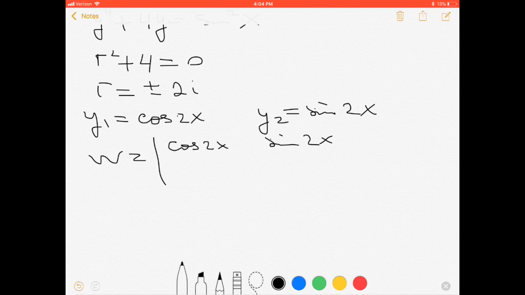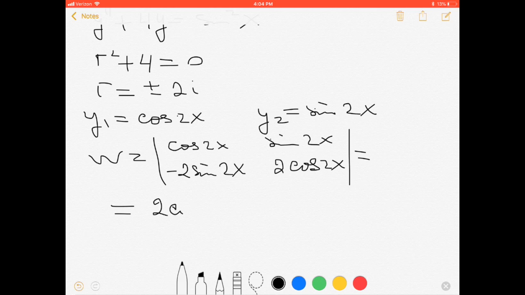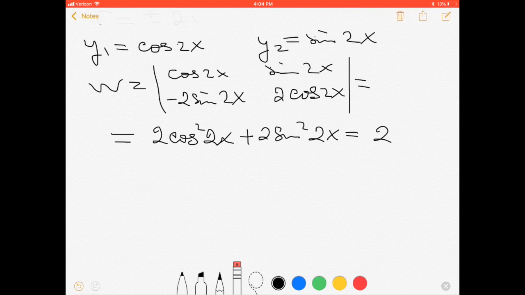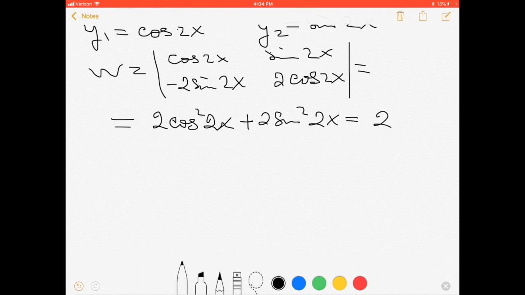Here we did. Derivative of cosine 2x is minus 2 sine 2x. Derivative of sine 2x will be 2 cosine 2x. And count, you have 2 cosine square 2x. Subtract another diagonal, you have plus 2 sine square 2x. With all of them is equal to 2. This means we have two linear independent functions. We count Wronskian and we can plug in our formula.